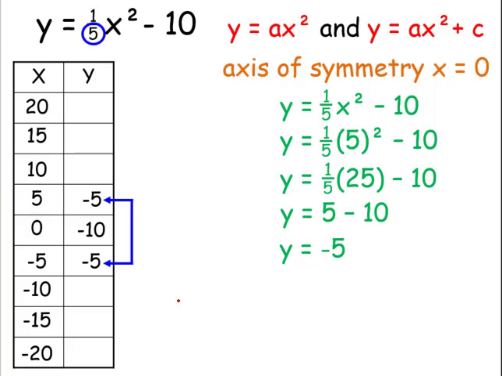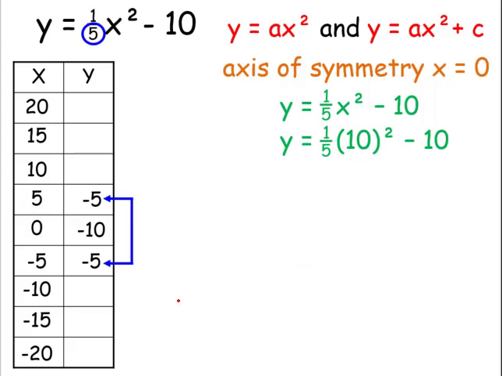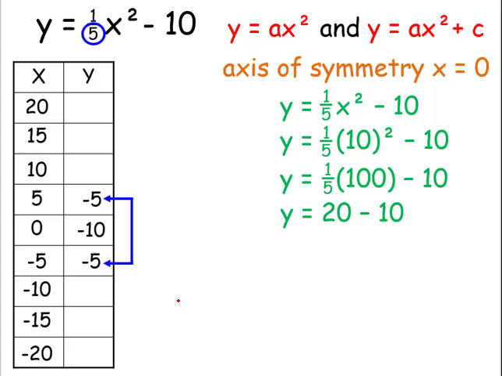And then we'll do this again by plugging in 10. Once we substitute 10, a fifth of 100 is 20, and 20 minus 10 is 10. Since this is 10, this will also be 10. Remember, a parabola is symmetrical, so as the left side rises, the right side will rise by that same amount.